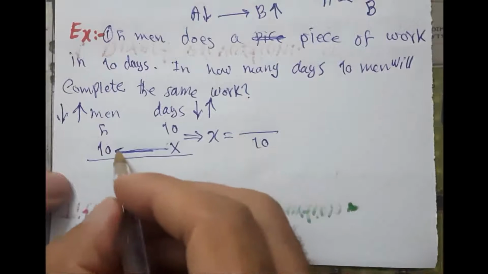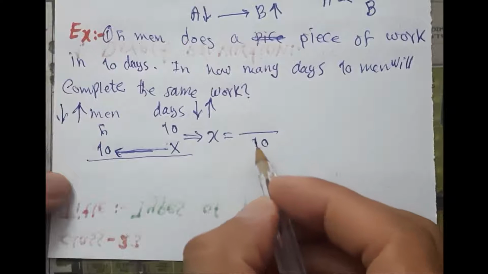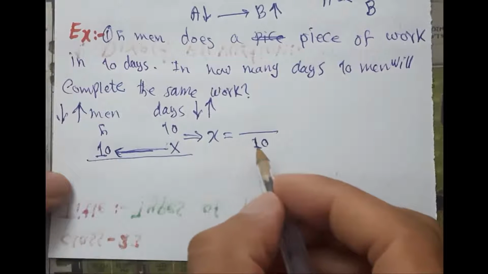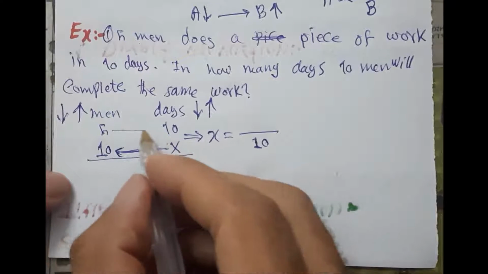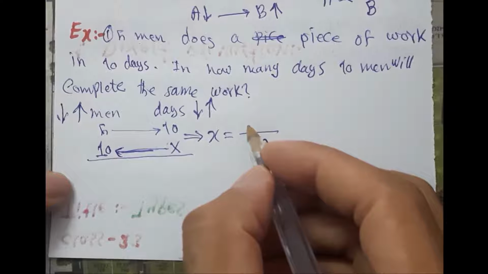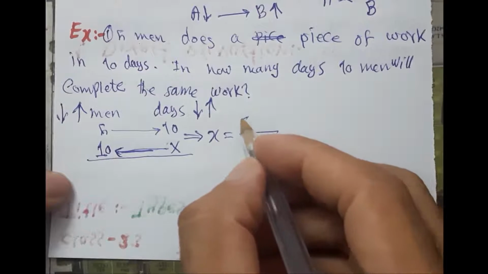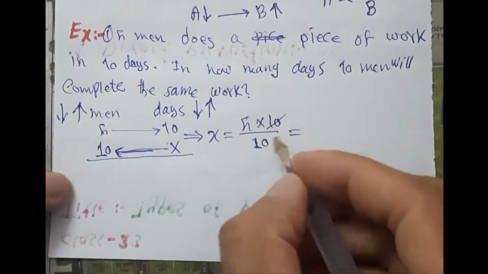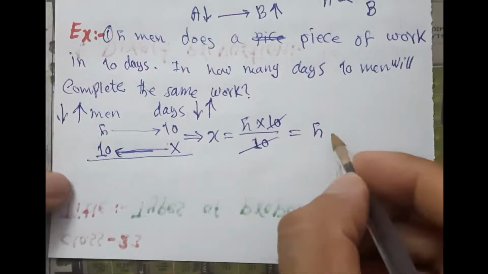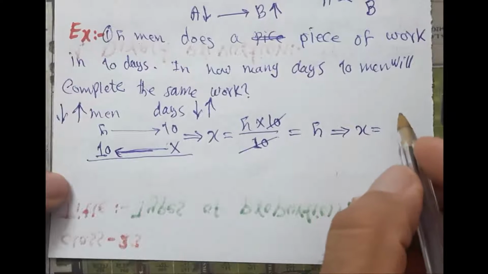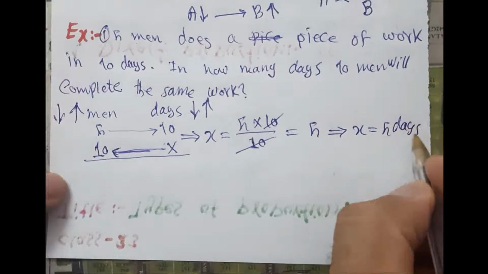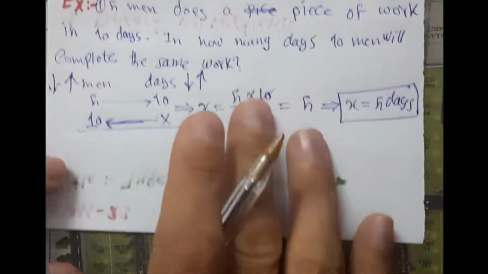So x is equal to, we do not bring 5 to the denominator, just the number which is next to x we bring to the denominator, and these two numbers multiply and are written over it in the numerator. 5 multiplied by 10 over 10: the 10 cancels with 10, and here we have 5. So x is equal to 5 days. That is the solution of this example.